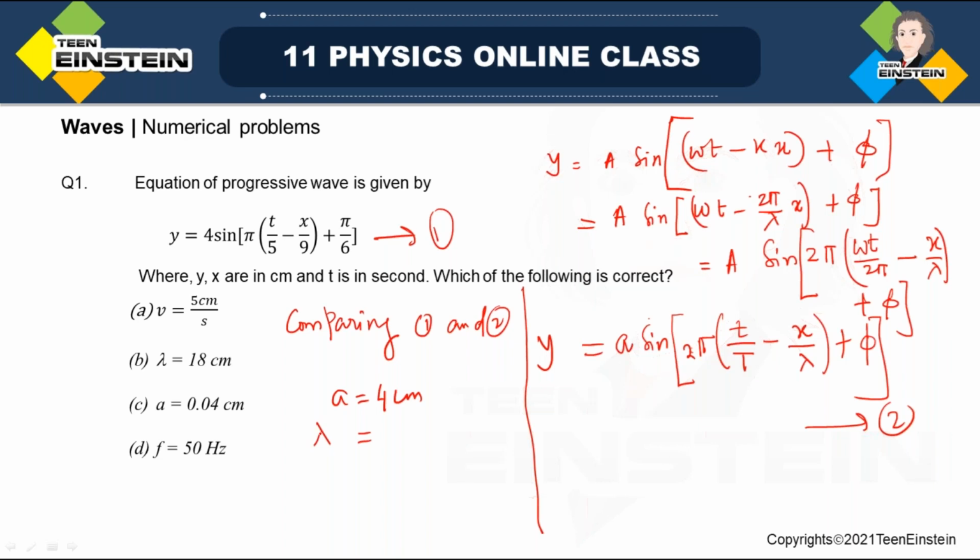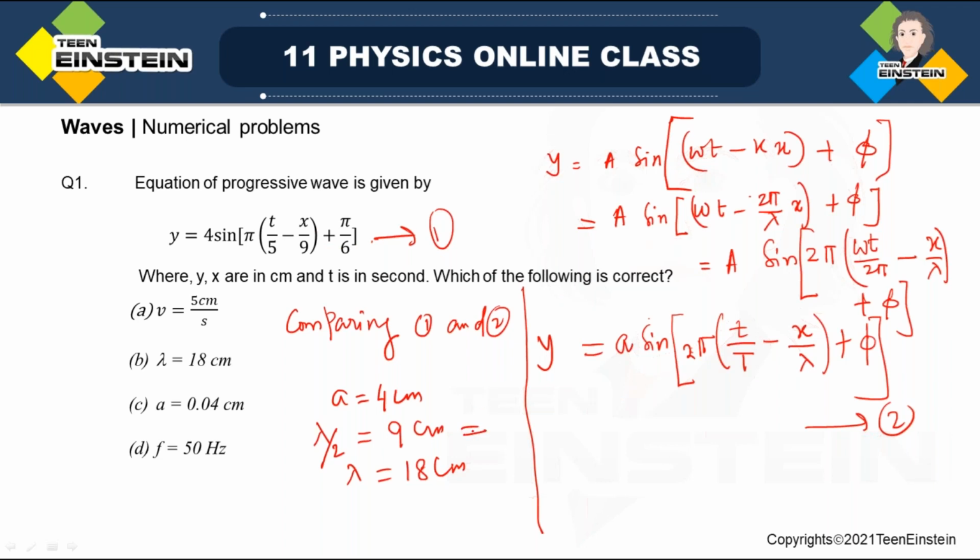it is lambda by 2 is equal to 9 centimeter. Okay, it is lambda by 2. All right, so then your lambda will be 18 centimeter. You just compare equation 1 and equation 2. That's how we are getting it actually.